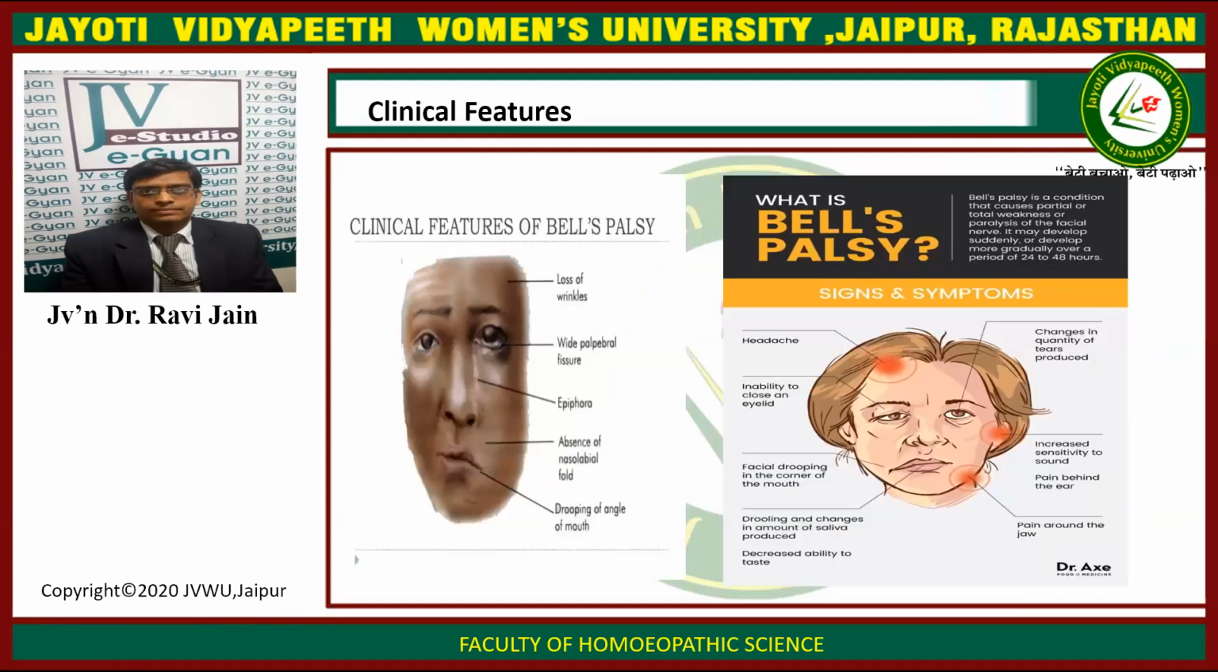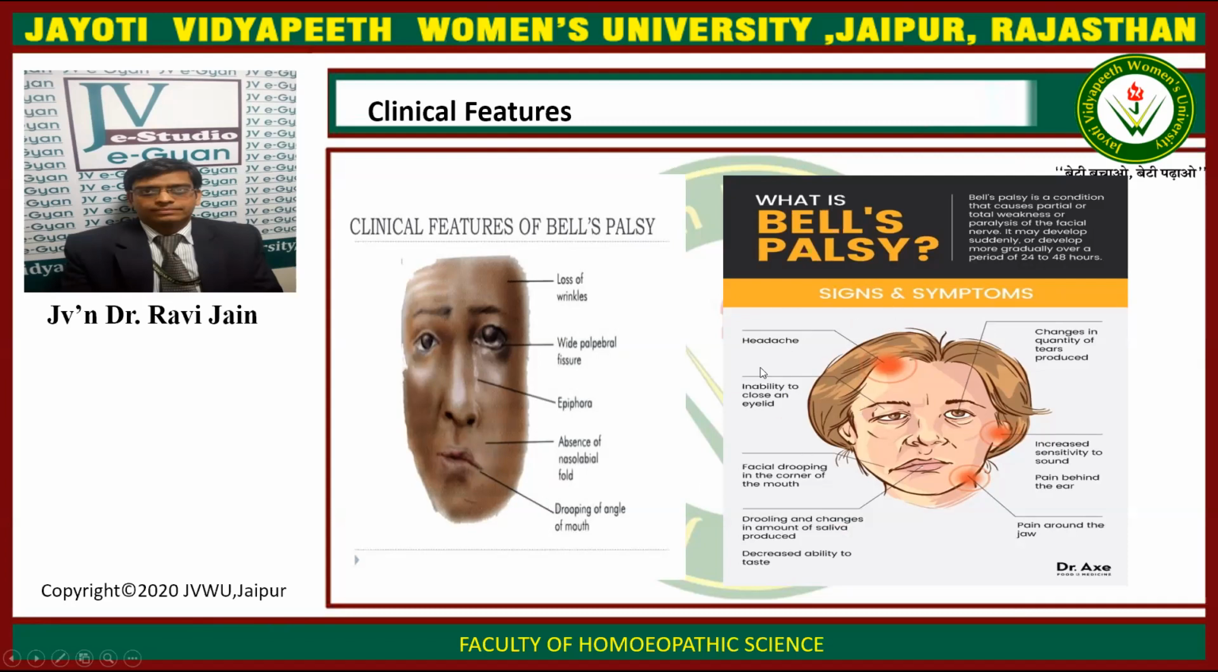Now these are the clinical features of Bell's palsy. There is loss of wrinkles because the facial nerve provides shape to the face. The left side is getting affected due to the facial nerve palsy. So there will be loss of wrinkles, a wide palpebral fissure, excessive lacrimation, and absence of the nasolabial fold. The fold is absent, and there is drooping of the mouth.